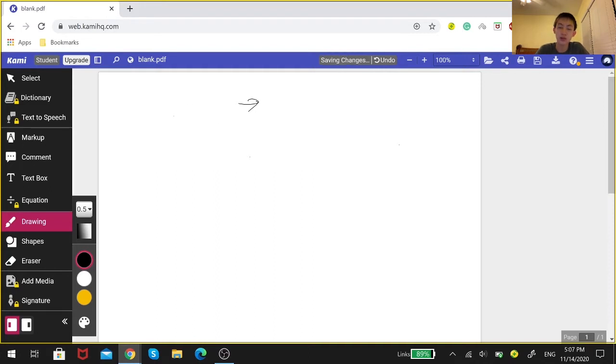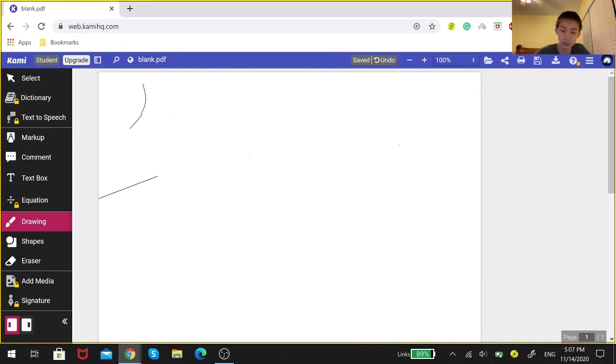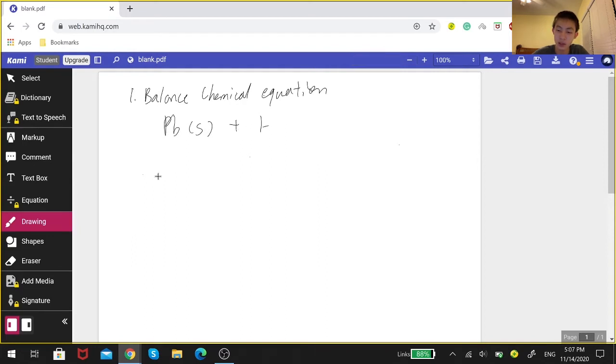In order to use stoichiometry, the first step would be to balance the chemical equation. So let's do an example. We have PbS plus HCl aqueous yields PbCl2 plus H2 gas, and this is aqueous. This is solid. Okay.